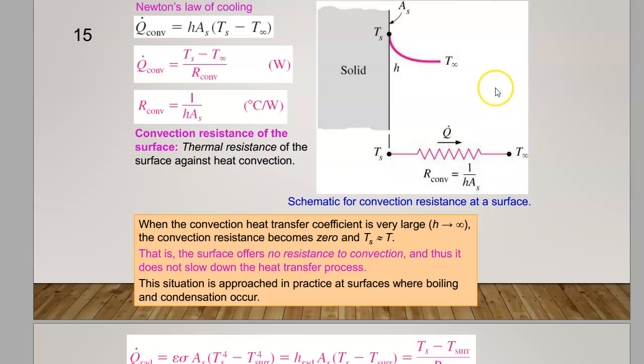How could we visualize this using this figure? We have a solid. We have Ts over here, the temperature at the surface, and we have the ambient temperature. So R is equal to 1 over hAs. Then we can easily get this Q convection.